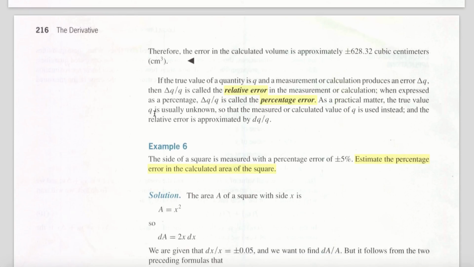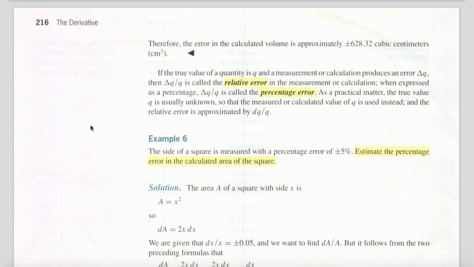If the true value of a quantity is q, and a measurement or calculation produces an error of delta q, then delta q divided by q is called the relative error in the measurement or calculation. When expressed as a percentage, delta q divided by q is called the percent error. As a practical matter, the true value q is usually unknown, so the measured or calculated value of q is used instead, and the relative error is approximated by taking dq over q.